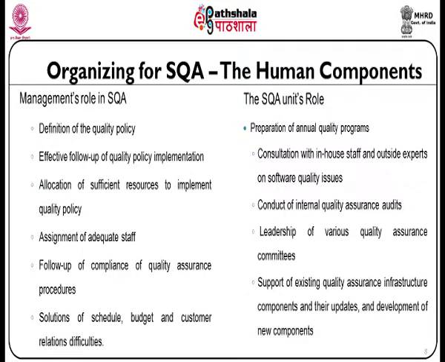Organizing for software quality assurance, the human components. Management's role in software quality assurance: definition of the quality policy, effective follow-up of quality policy implementation, allocation of sufficient resources to implement quality policy, assignment of adequate staff, follow-up of compliance of quality assurance procedures, solutions of schedule, budget and customer relation difficulties.